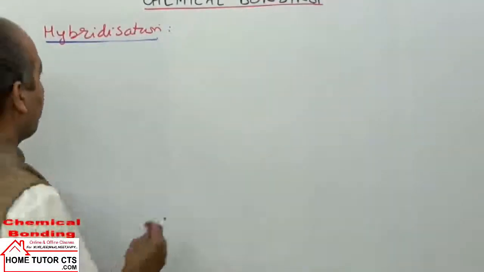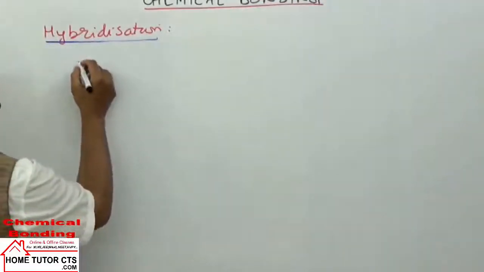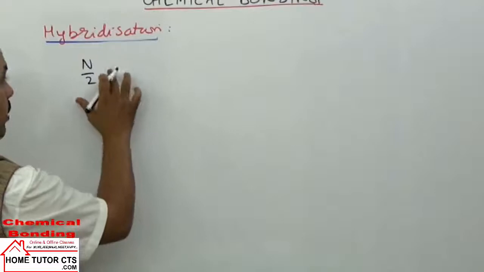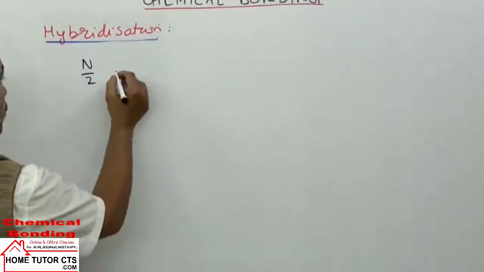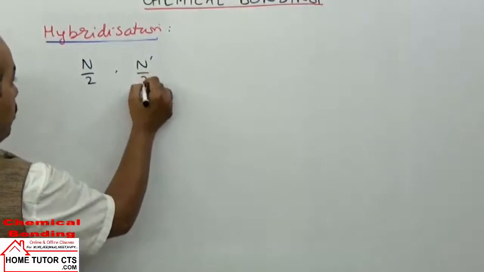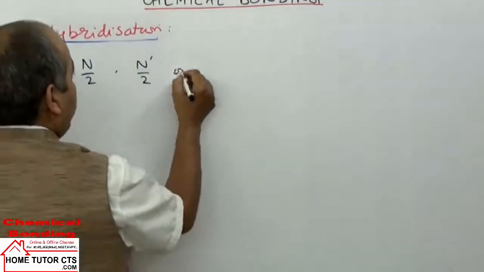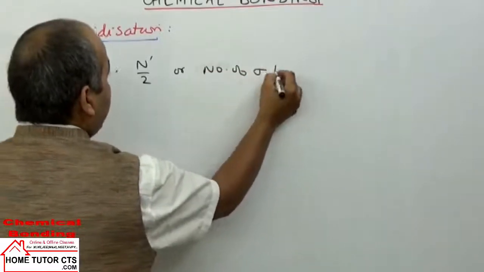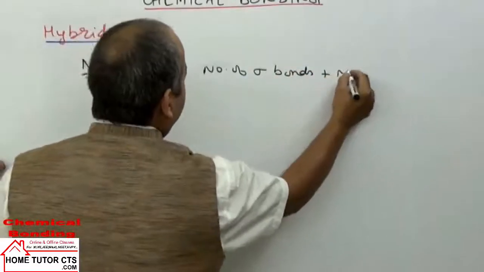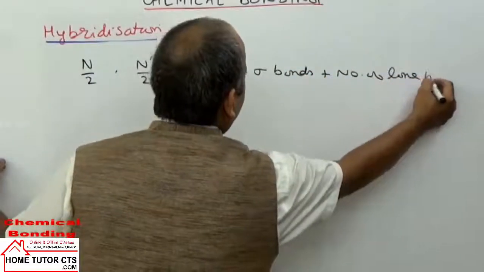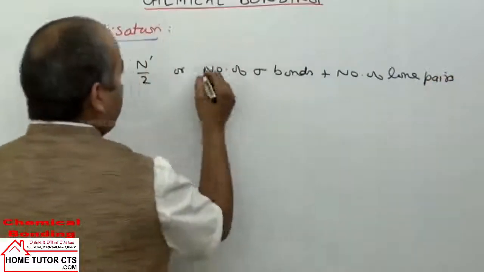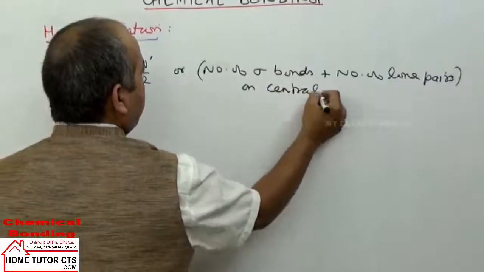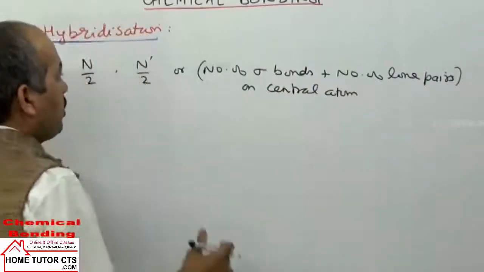So we can take first, already we discussed in VSEPR theory, the value of n by 2. We have got the value of n by 2. This number can be 2, 3, 4, 5, or you can take here the calculation of one number more. We can take it as n dash by 2, or we can take the number of sigma bonds plus number of lone pairs on the atom given, on the central atom. We can try to find these values.